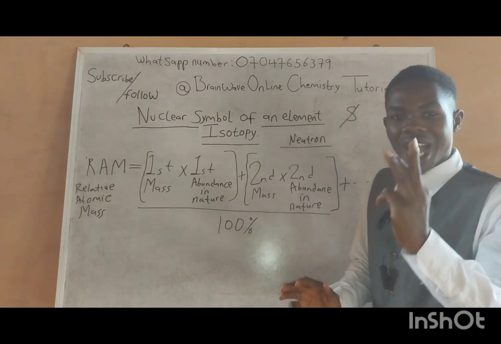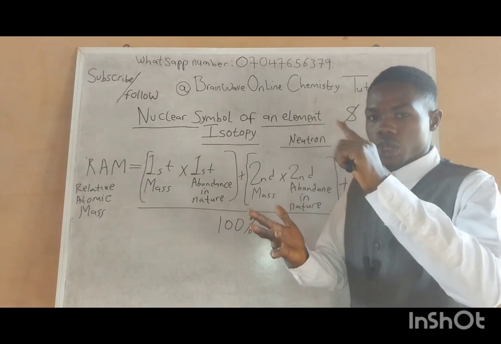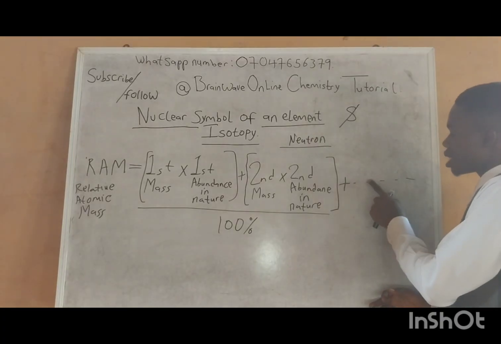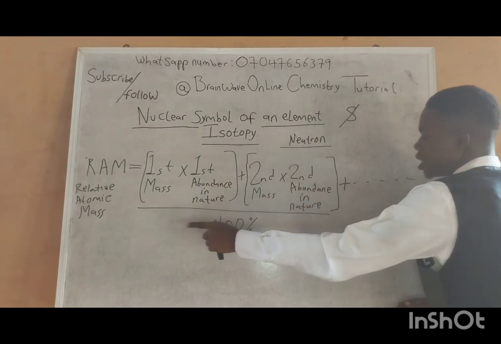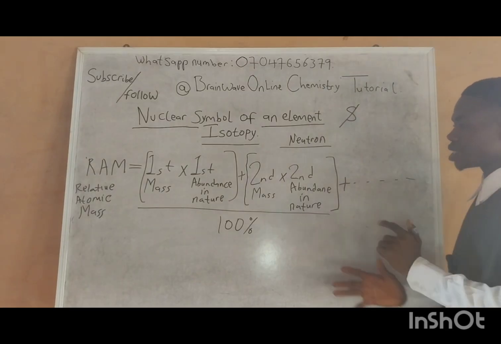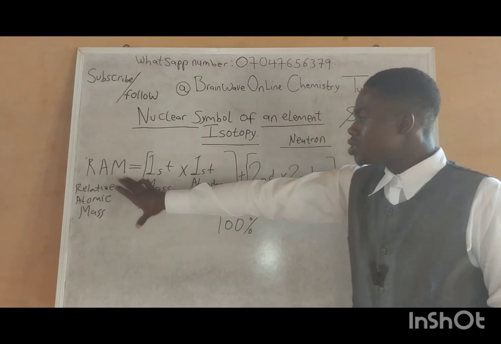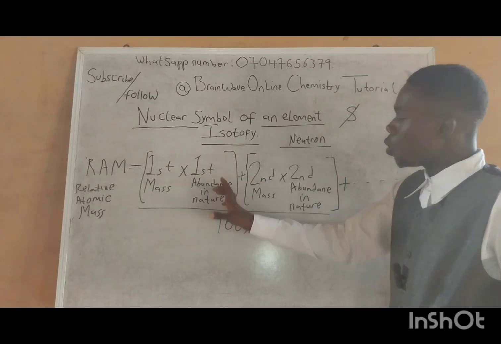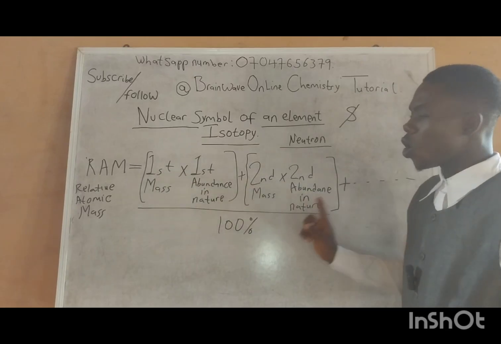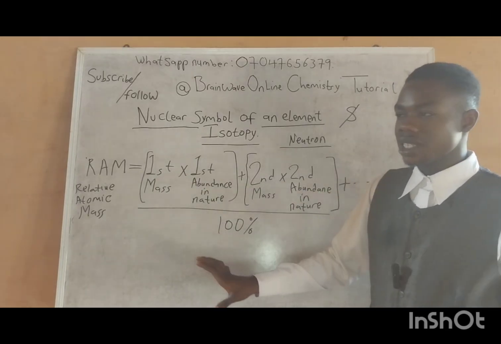Now assuming it was an element that has 3 isotopes, like oxygen, which has oxygen 16, oxygen 17, and oxygen 18, we will now include third mass times third abundance in nature divided by 100. That's the reason why I put this here. So please take note of this. This formula is for calculating relative atomic mass under isotopy. Please, candidates and JAMBites, take note of this formula. This formula is very vital and very helpful.